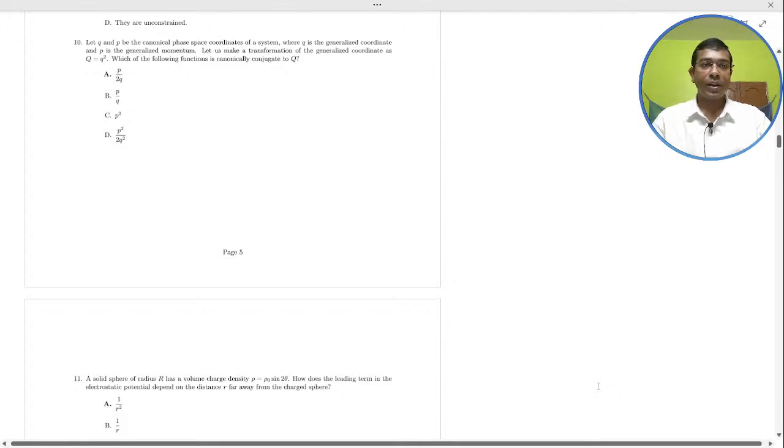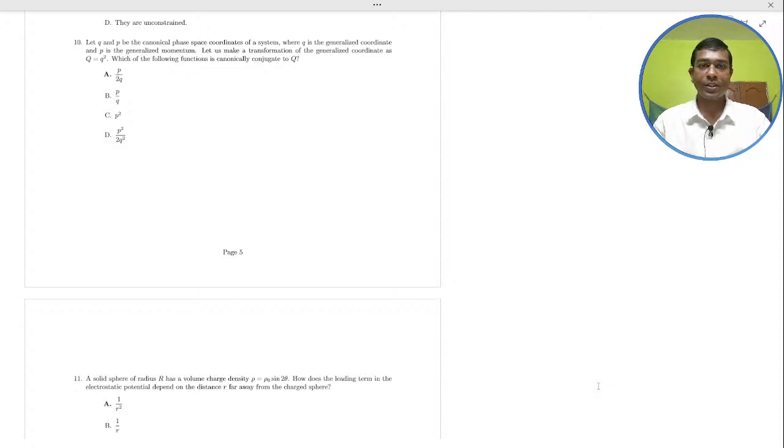Next, let Q and P be the canonical phase space coordinates of a system, where Q is the generalized coordinate and P is the generalized momenta. Let us make a transformation for the generalized coordinate as capital Q equal to small q square. Which one of the functions is canonically conjugate to capital Q? Question number 10.